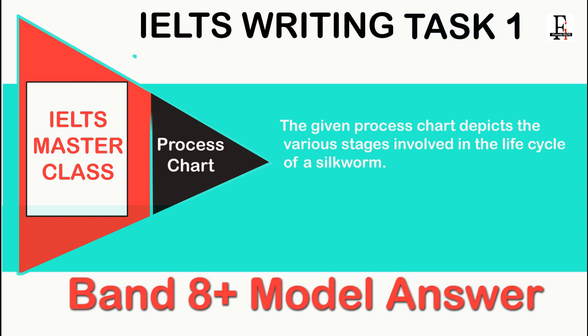Now, to produce an olive oil, let us say you get this one specific Writing Task 1 process chart. You can start with: The given process chart depicts the steps to be followed in order to produce an olive oil.